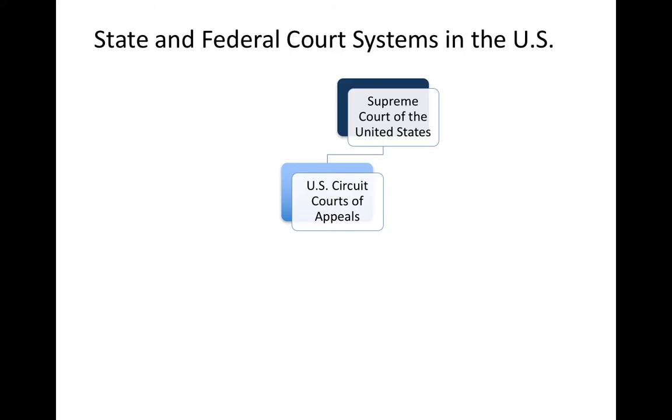Underneath the Supreme Court of the United States at the federal level is the U.S. Circuit Court of Appeals. And we'll talk more about these in a minute, but there are 14 circuit courts of appeals in the US. They are geographically contiguous with one another, and every part of the US falls under one of these 14 appellate court jurisdictions. And then underneath the circuit court are United States district courts.